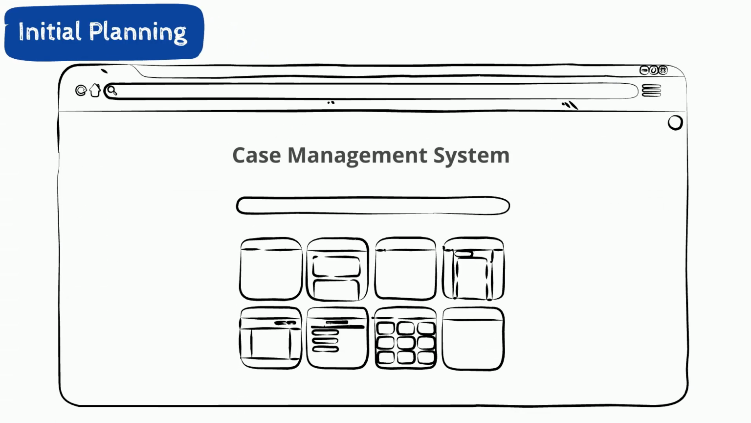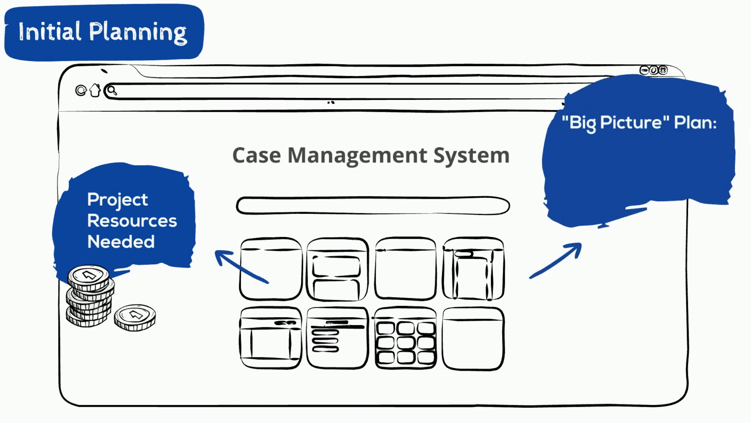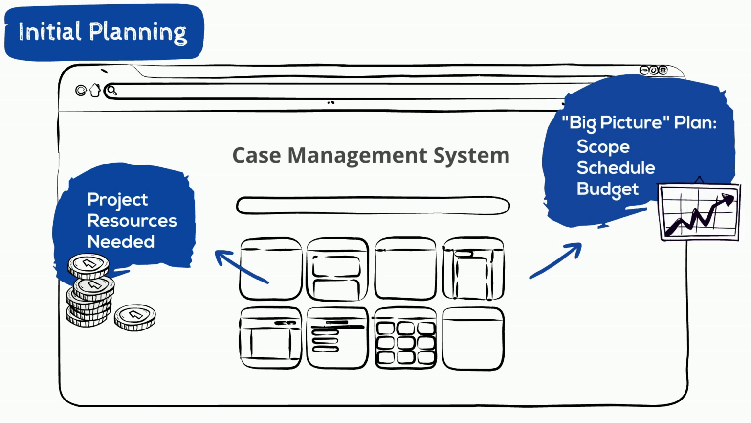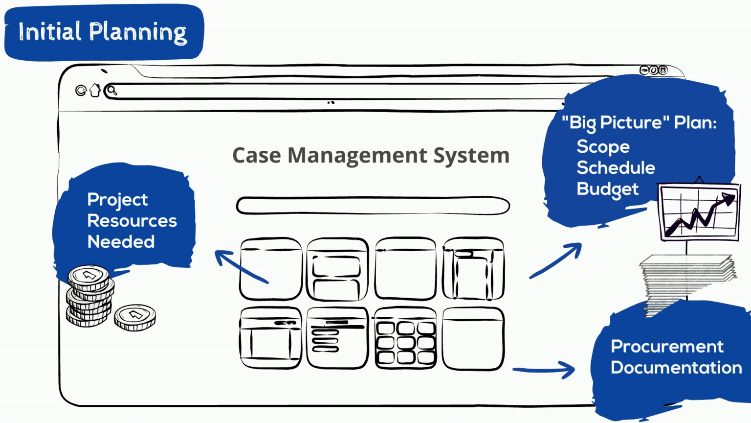Now let's look at some of the activities that make up initial planning. Here, we focus on determining the resources needed for project success. Before onboarding a vendor, we establish the big picture plan, including scope, schedule, and budget. This ensures we have a clear path forward. Procurement documentation is also prepared to help with selecting a vendor.